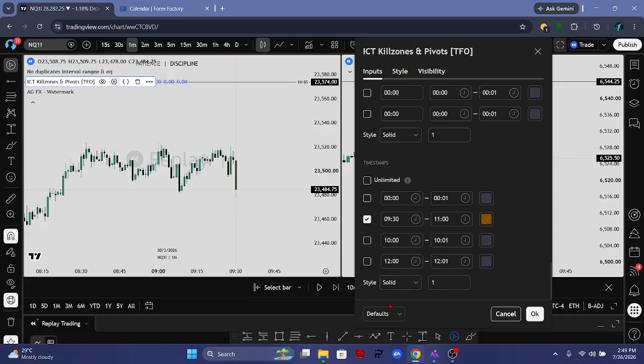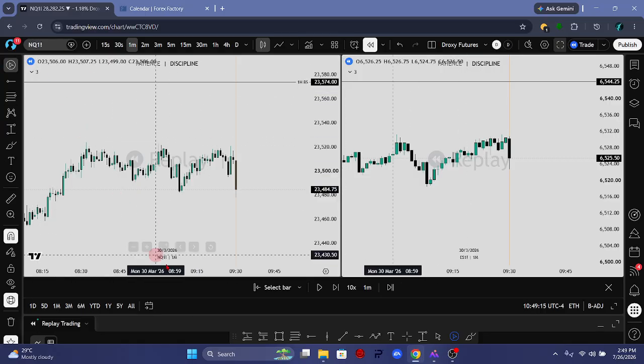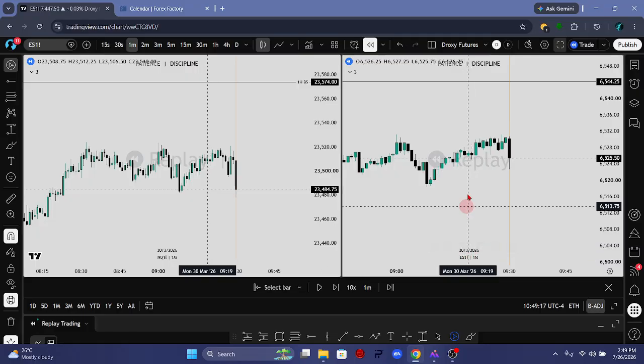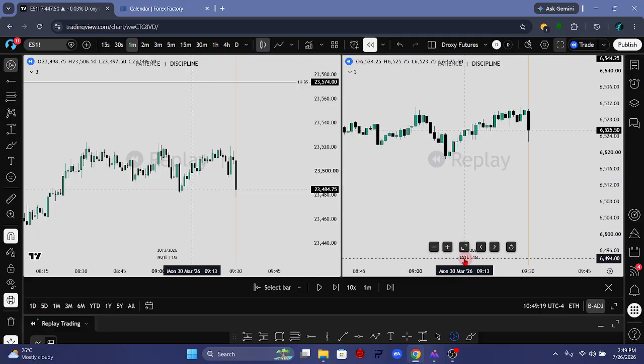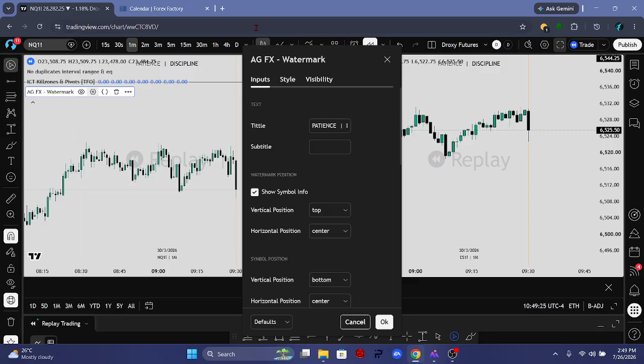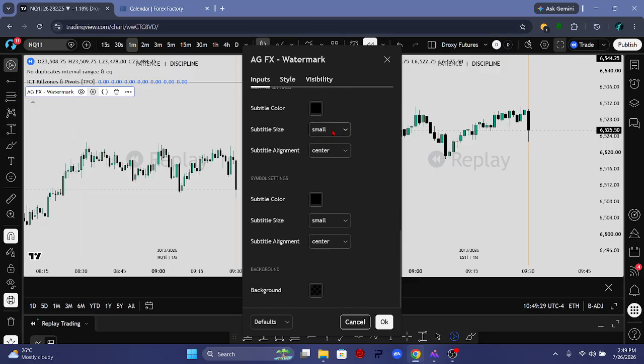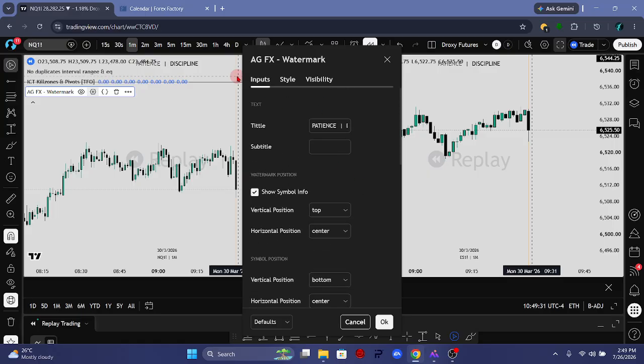After doing this, save as, then we go to OK. You can see the date down here with the symbol. That one is also from an indicator, AGFX watermark. You search for that one also, then you can do the customizations. I think this one is much simpler than the other two.